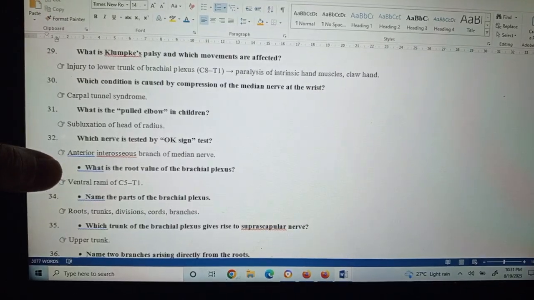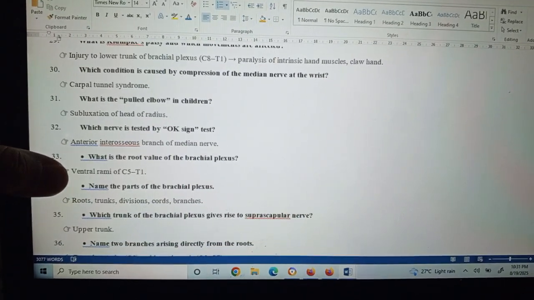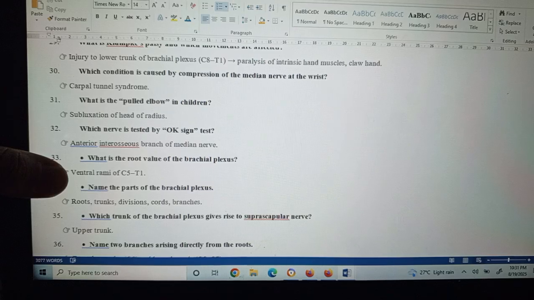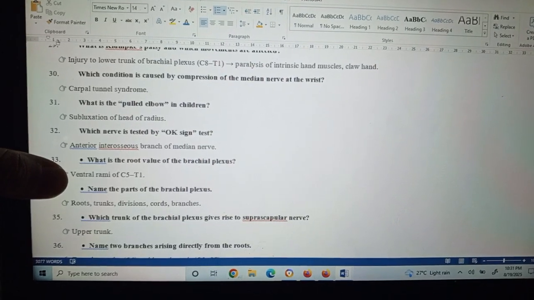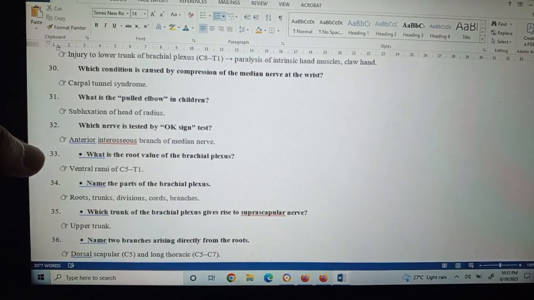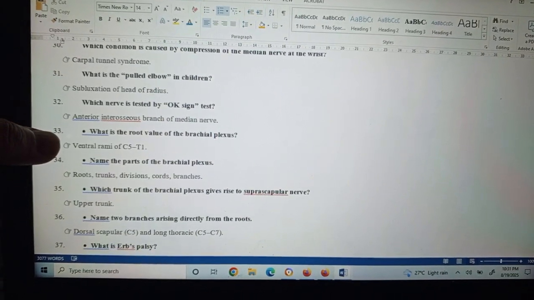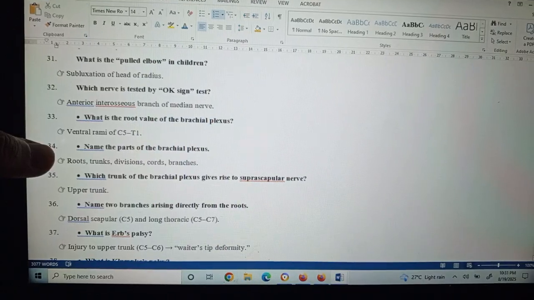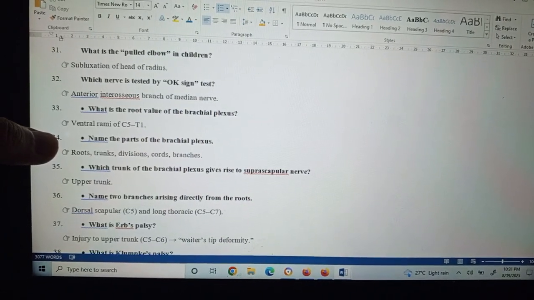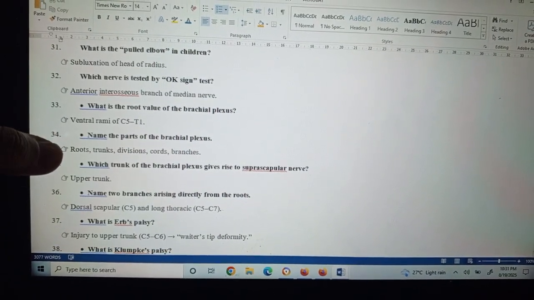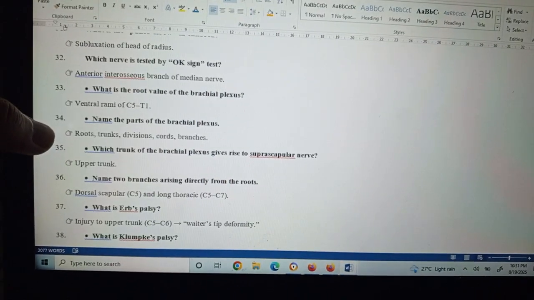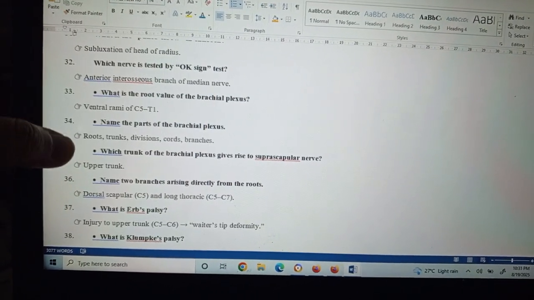And claw hand deformity takes place. Which condition is caused by the compression of the median nerve at the wrist? Carpal tunnel syndrome. What is the pulled elbow in children? That is subluxation of the head of the radius. And which nerve is tested by the OK sign test? The anterior interosseous branch of the median nerve is checked by the OK sign test.